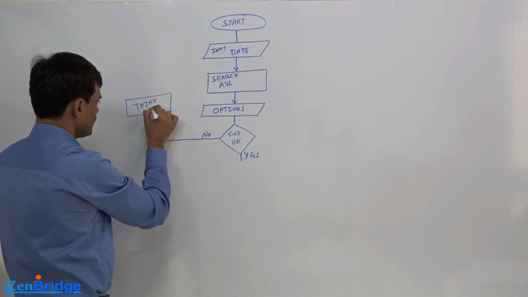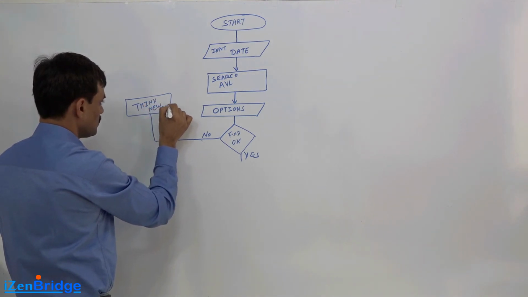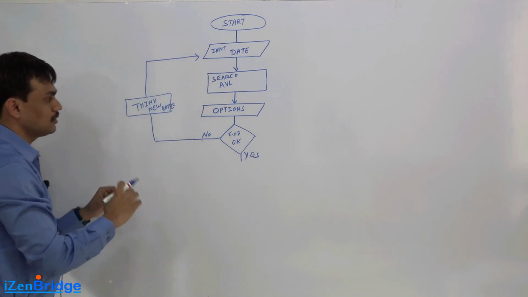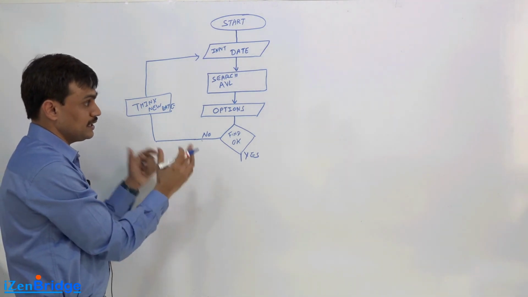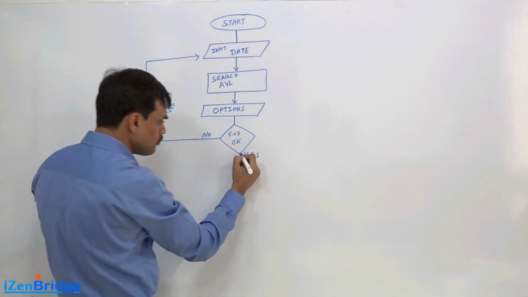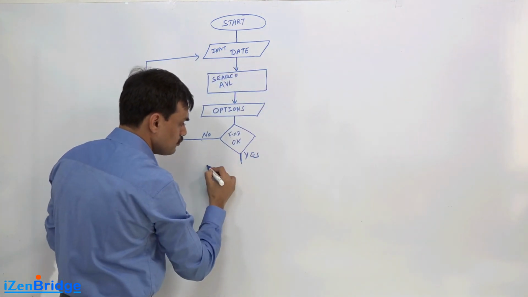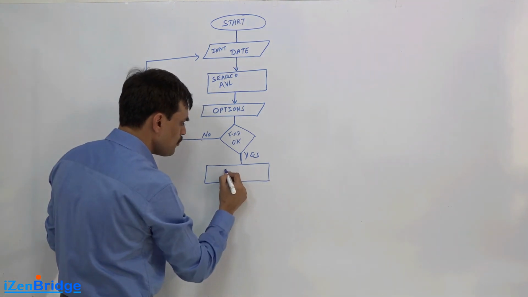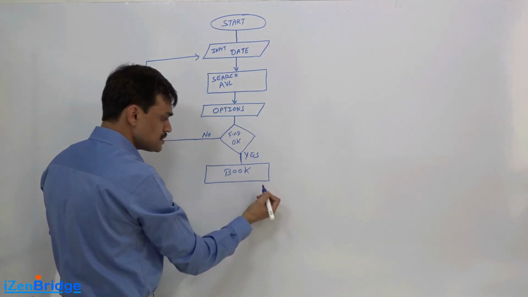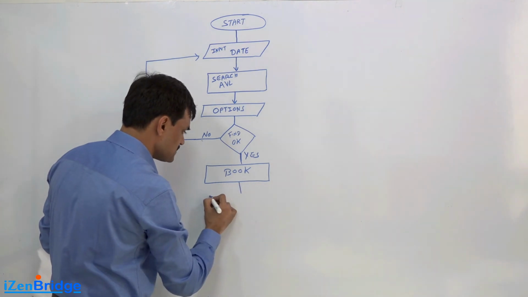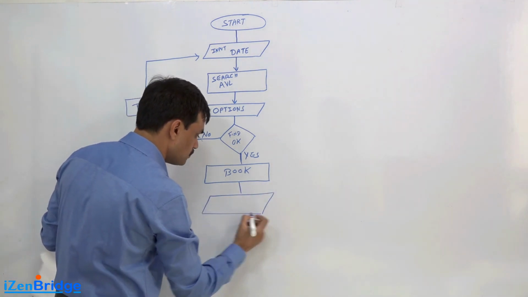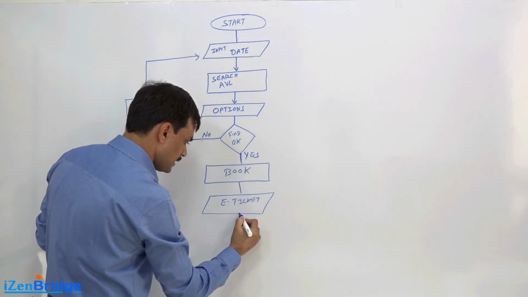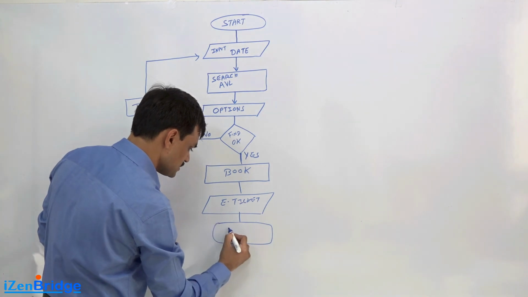Think of a new date, and then you again put an input. So if I don't find the date okay, I will go back and think of something new, and repeat the same steps. If you find things okay, you select the option and book a ticket, and finally the website will give you an output, an e-ticket, and your flow gets stopped.